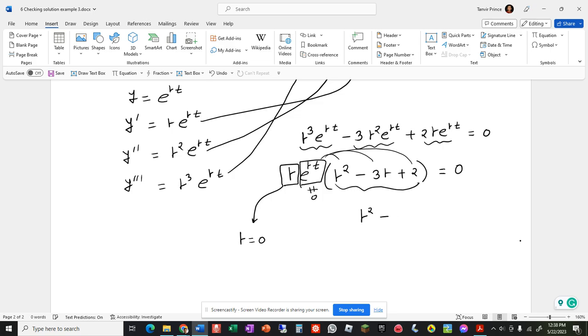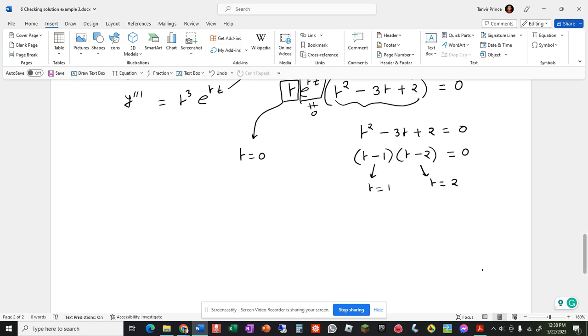How about this one? r squared minus 3r plus 2 equal to 0. Again, it is a quadratic equation, so you can use the quadratic formula. Here, you can factor. So you get r minus 1 times r minus 2. So you get two solutions here, r equal to 1, and from here r equal to 2. So I have 3 possible values for r, 0, 1, and 2, that will make that exponential form a solution. So let's actually write that down.